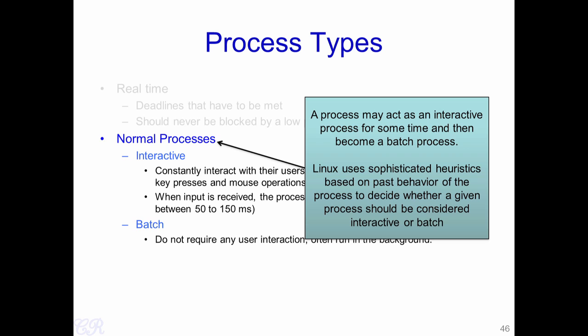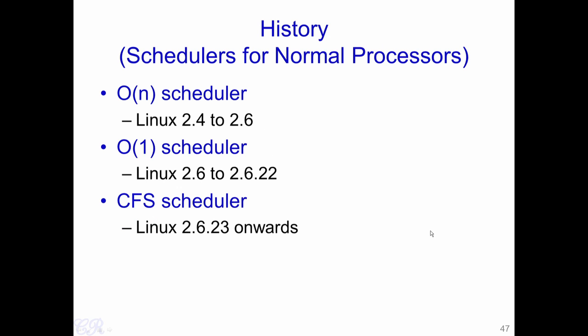We will look more into detail about this. From a historic perspective, starting from Linux 2.4 to 2.6, the scheduler adopted was known as the O(n) scheduler. Then from Linux 2.6 to 2.6.22, the scheduler was called the O(1) scheduler, and the scheduler currently incorporated is known as the CFS scheduler. Now we will look at each of these schedulers in the following lectures.